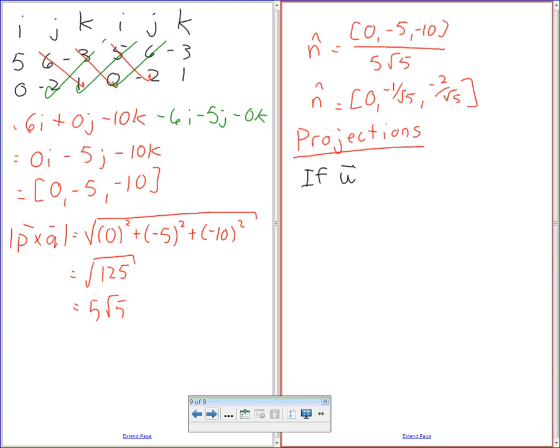If u equals 2, comma, negative 6, comma, 8, and v equals negative 3, comma, 4, comma, 5.